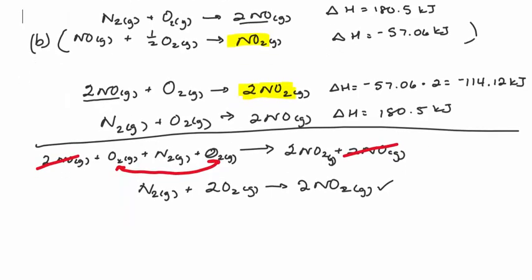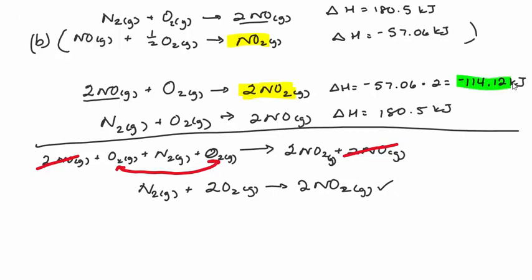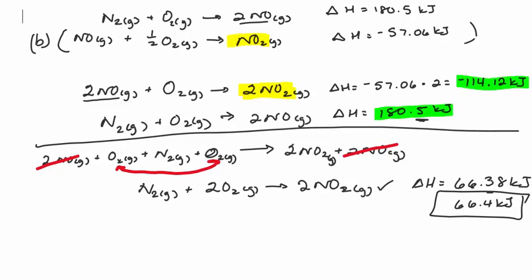So now I will add up my enthalpies. I'm going to add this enthalpy adjusted because I did adjust that reaction. So negative 114.12 plus 180.5 gives me a delta H value of 66.38 kilojoules. Now, because we only go to the tenth place, we really should just report 66.4 kilojoules.